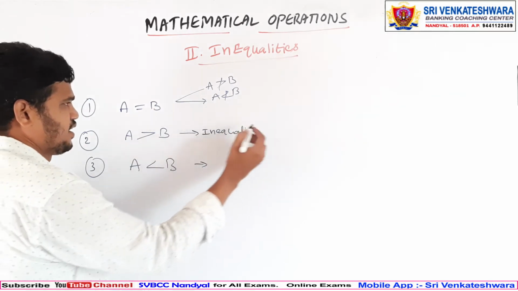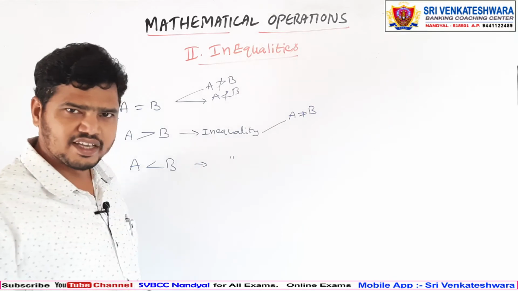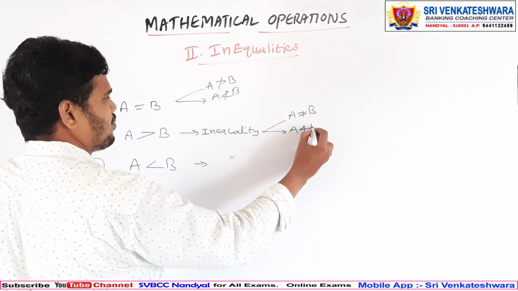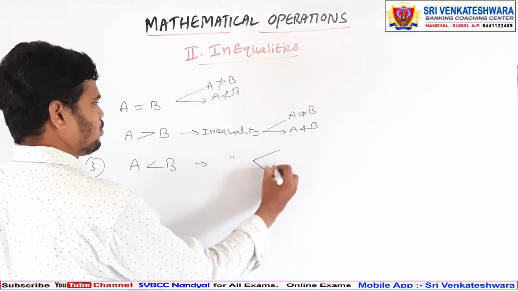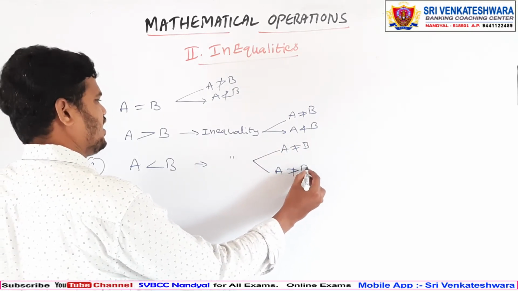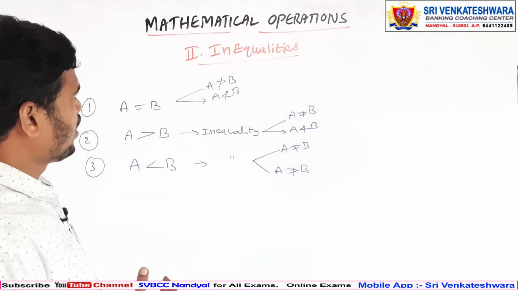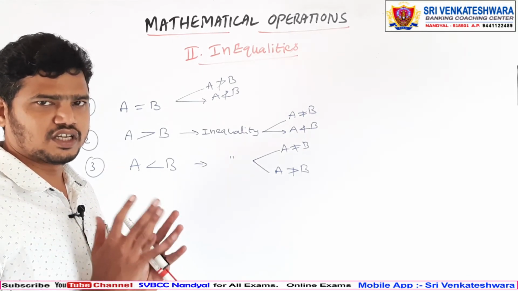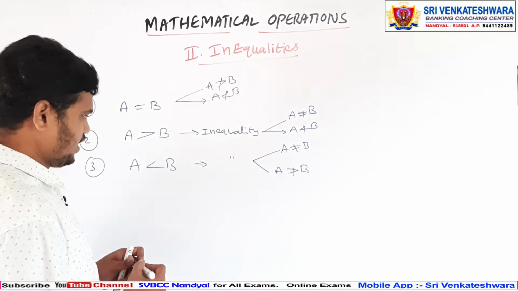In the same manner here, how can we write? A is not equal to B and A is not less than B. In the same manner for this one also, A is not equal to B and A is not greater than B. So here what we understood is that inequalities means not equal. It does not satisfy the equal condition.